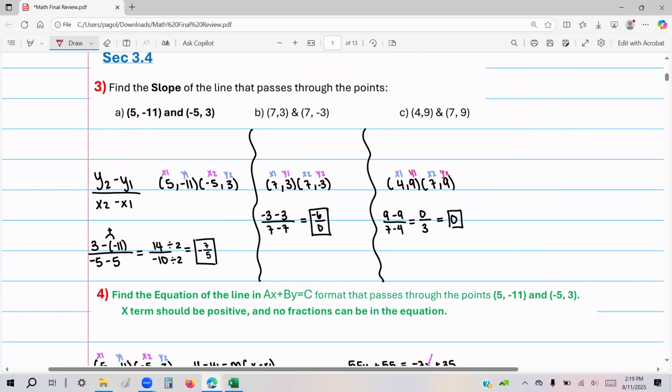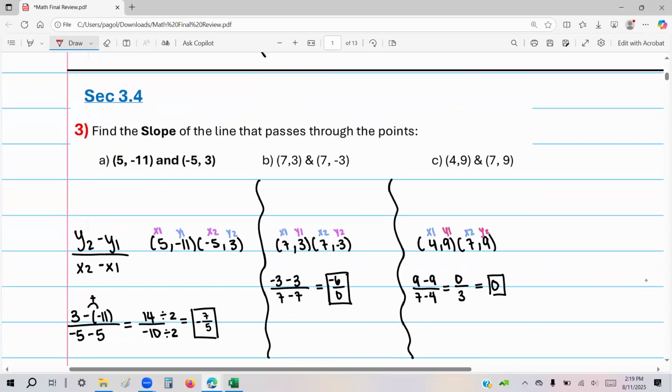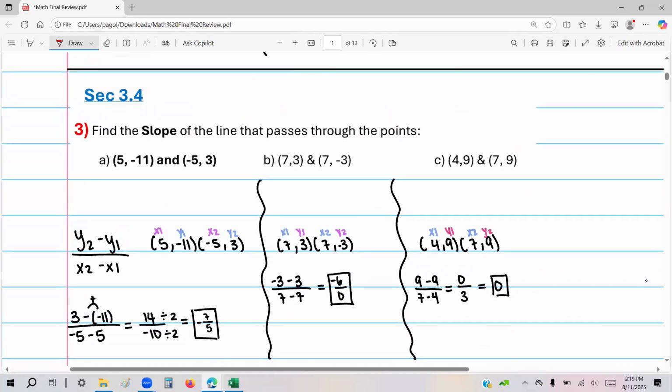Like here, they give you 2 points, and I give you 3 examples. When you see 2 points and slope, you need the formula: y2 minus y1 over x2 minus x1. Make sure you don't mess up the position of your x and y. This is x1, y1, and this is x2, y2.